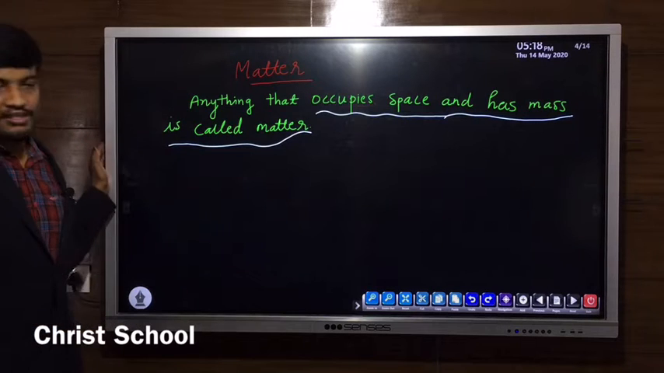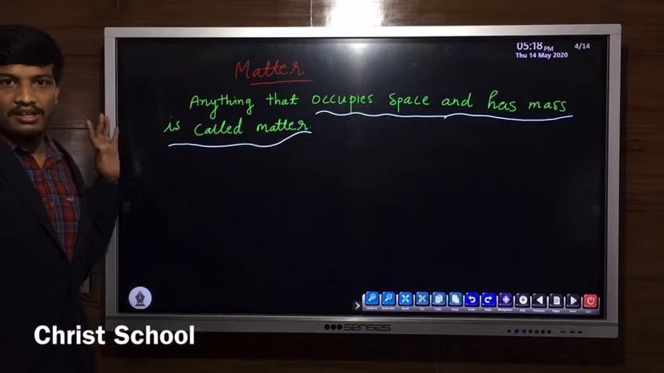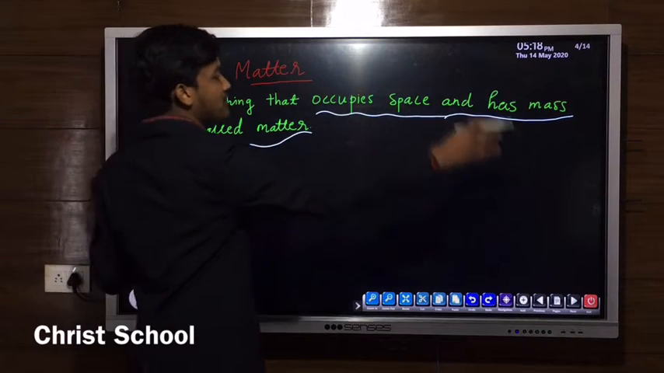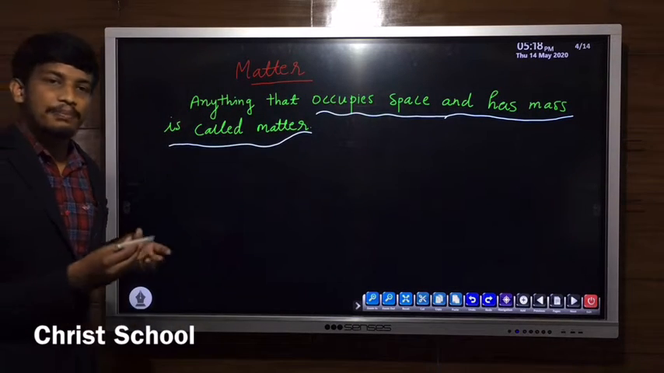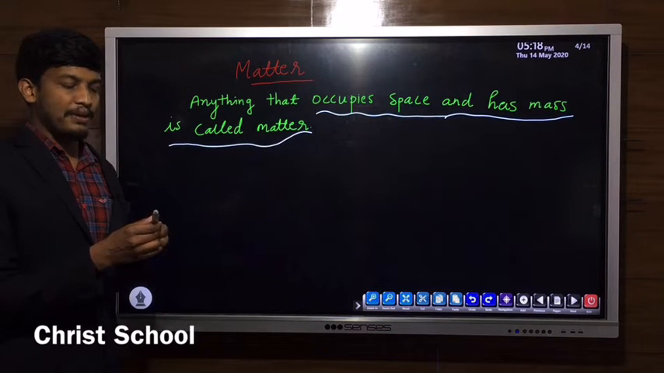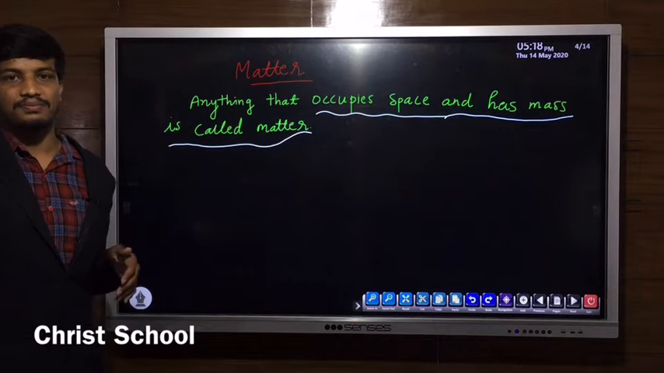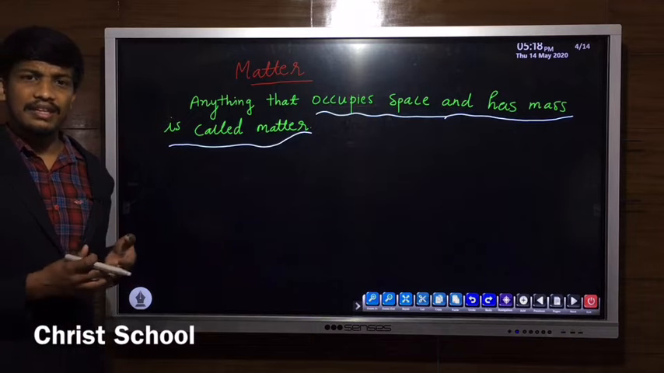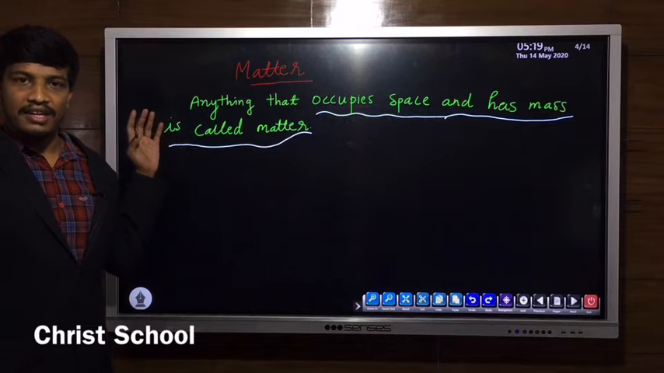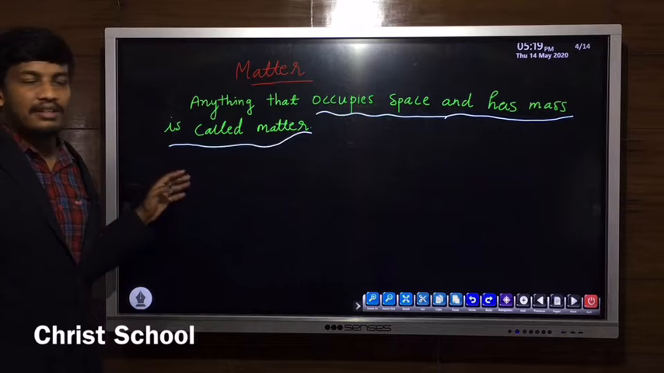For example, when you consider this board, it has mass, so we can measure the mass of this board, right? And also this board occupies the space. Similarly, this pen has mass, we can measure it, and also this pen fills this space. So similar is the case of other objects. So that's why we say that all the things present around us are called matter because all these have mass and they occupy space.